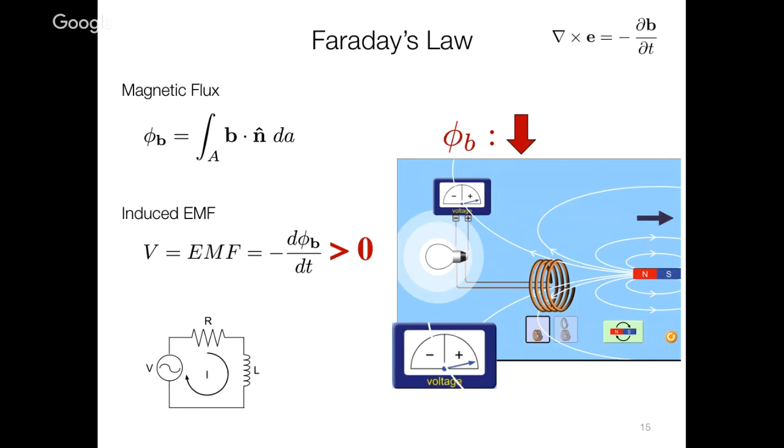Now my flux is decreasing. Voltage is positive. So now the current's going the other way around the circuit, going through the light bulb.